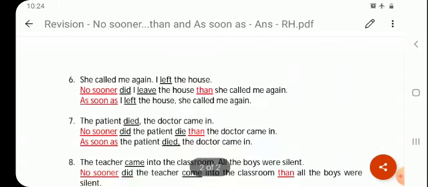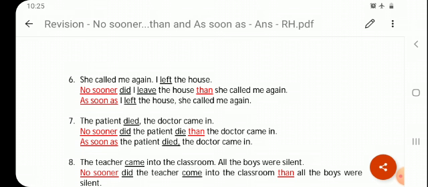Next one. She called me again, I left the house. No sooner did I, now see, here she called me again and I left the house. Now here the first action is I left the house and then she called me. Okay, you need to understand. So first action, we'll see the verb of the first action. So no sooner did I leave. Left is in the past tense. So we will write did and left will become leave. No sooner did I leave the house, then she called me again.